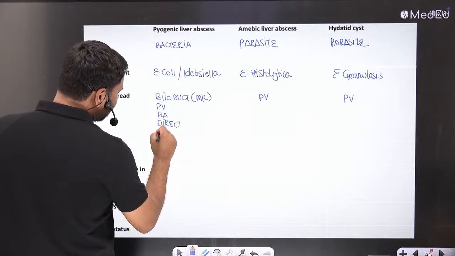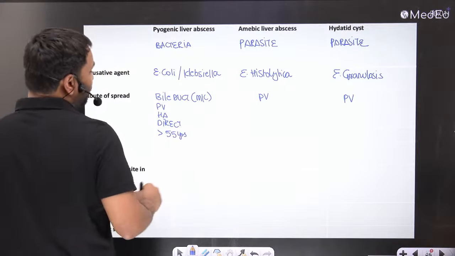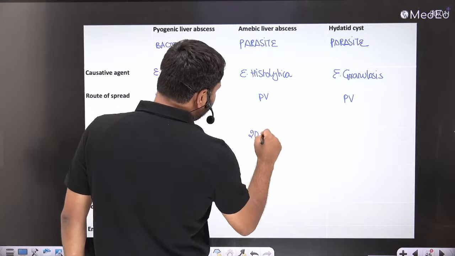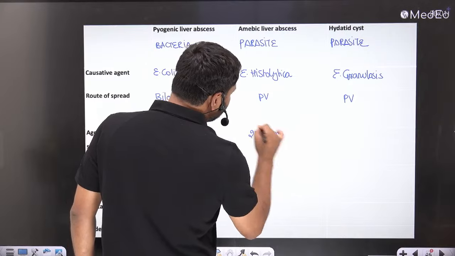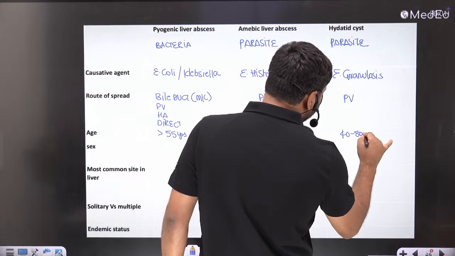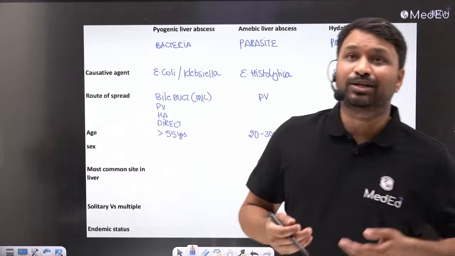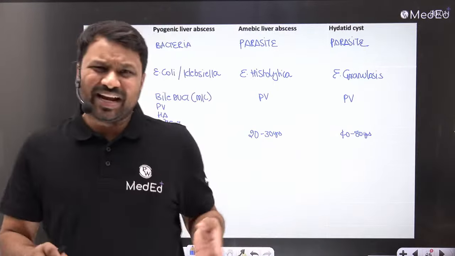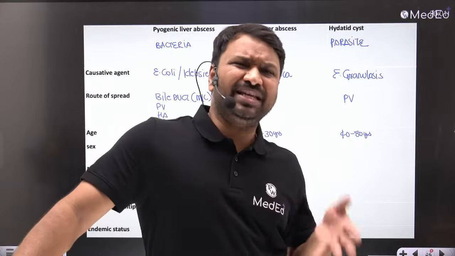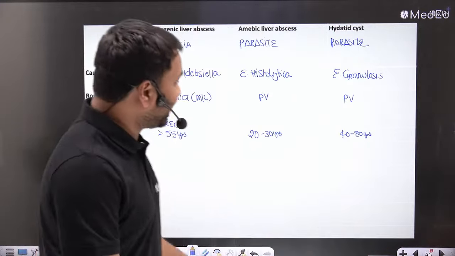Pyogenic liver abscess is seen in age above 55 years, whereas amoebic liver abscess is seen between age 20 to 30 years, whereas hydatid cyst is seen between 40 to 50 years. Even though Echinococcus granulosus enters the body at an early age, the rate at which it grows is very small, that is, 1 millimeter per year. So by the time it becomes symptomatic, it takes a decade-long time.